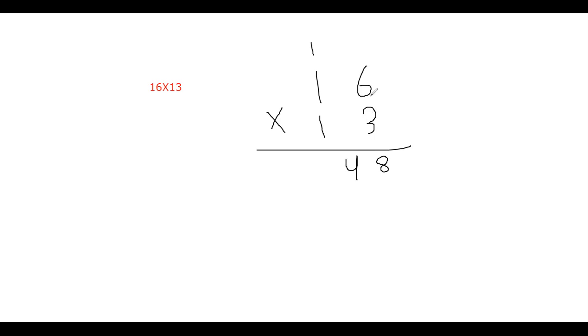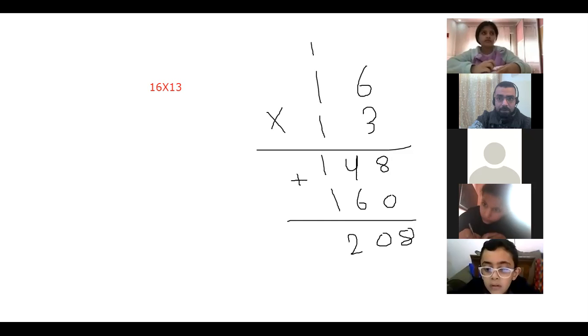So this is the first multiplication. Now I need to multiply the 1, but because the 1 is in the tens place value, I will start with putting a 0 here. Now 1 times 6 is 6. 1 times 1 is 1. So now we add. 8 plus 0 is 8. 4 plus 6 is 10. So this is a 0. And here is the 1. 1 plus 1 is 2. So it's 208. Is there any problem with that?